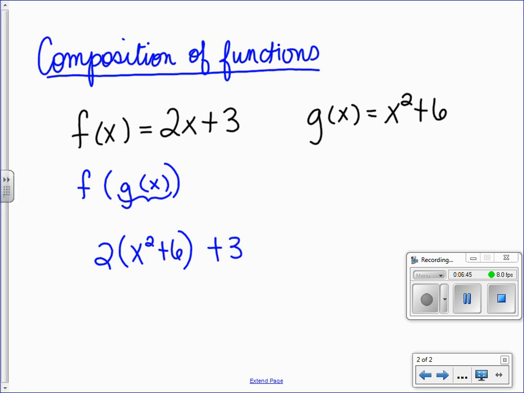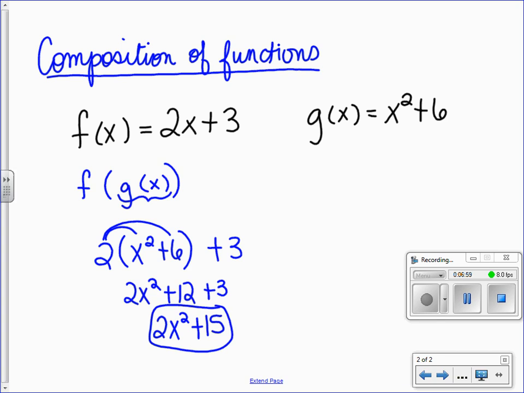Follow your order of operations. 2 times x squared is 2x squared. 2 times 6 is 12. 12 plus 3 is 15. That's your composition of functions. Okay?